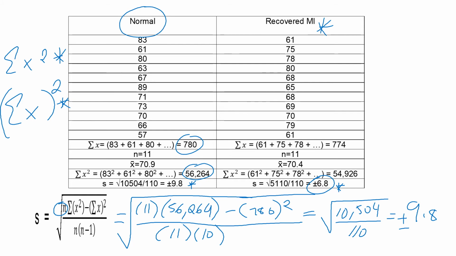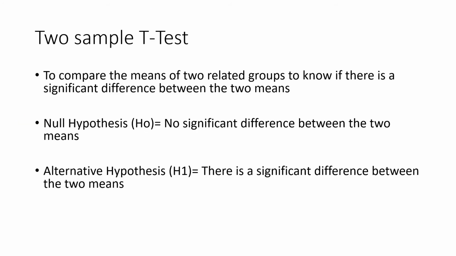Now, we use the standard deviation to go ahead and help us calculate what's known as a two-sample t-test. So let's take a look at what a two-sample t-test is and how we can calculate it. There is a statistical test known as the two-sample t-test, where we calculate a t-value, and we use that test when we want to compare two means.